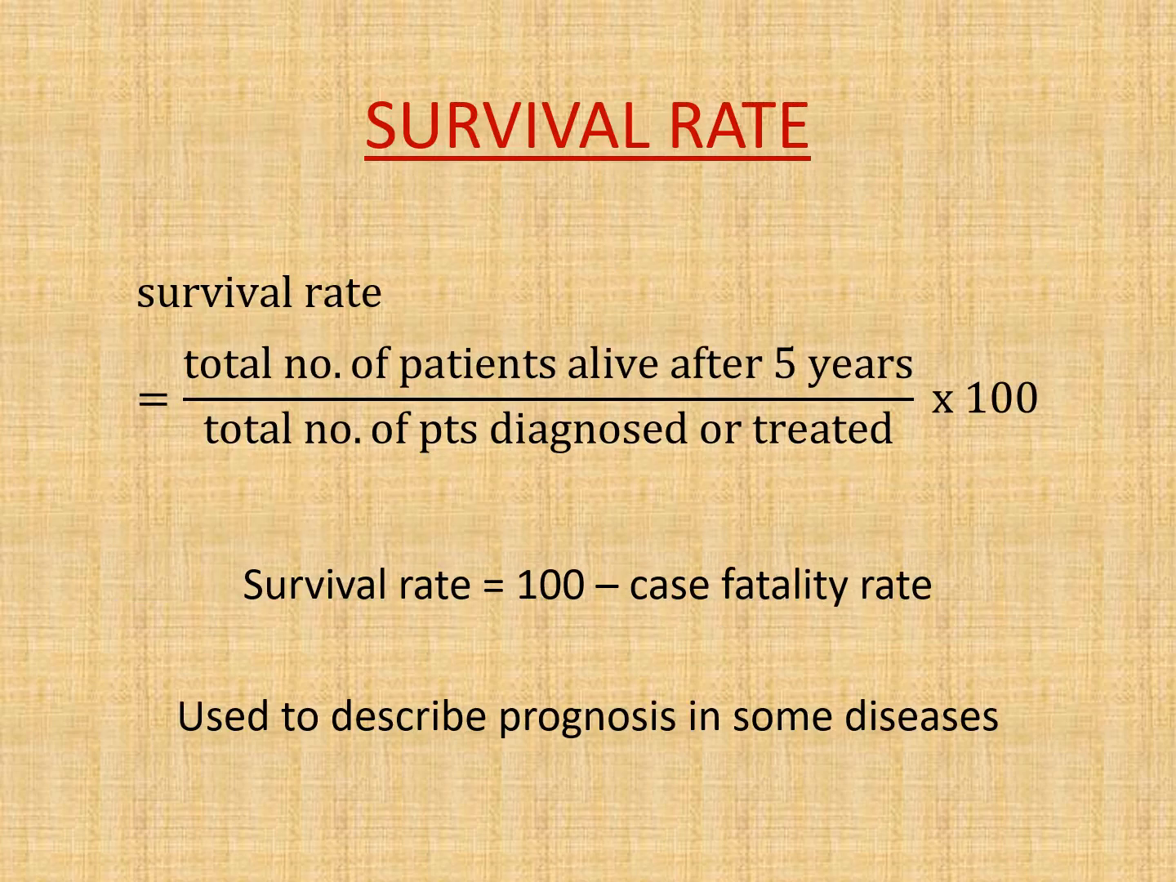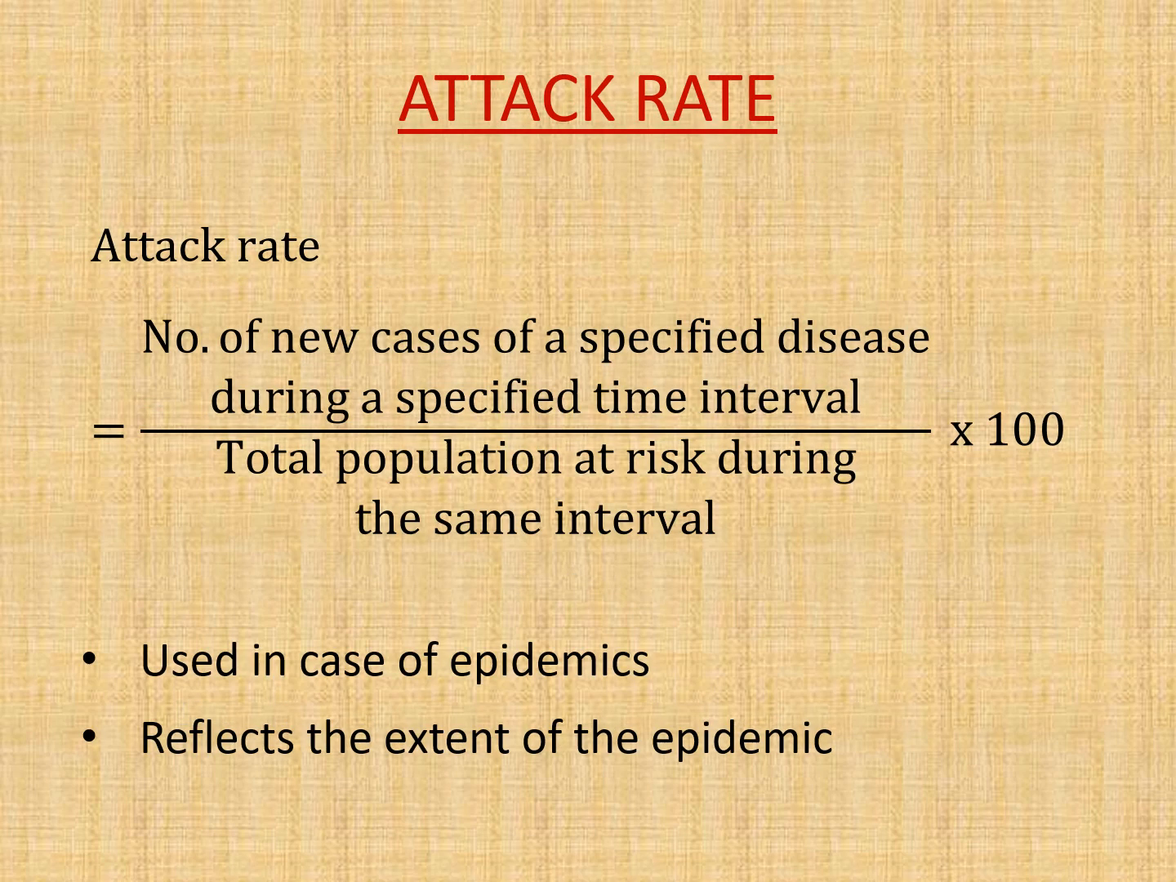Next is survival rate. This indicator is commonly used in cancer patients, and it helps to describe the prognosis. What is the formula? Total number of patients alive after 5 years divided by total number of patients diagnosed or treated, multiplied by 100. The survival rate is also calculated as 100 minus case fatality rate. Remember, survival rate gives you the prognosis of a disease.